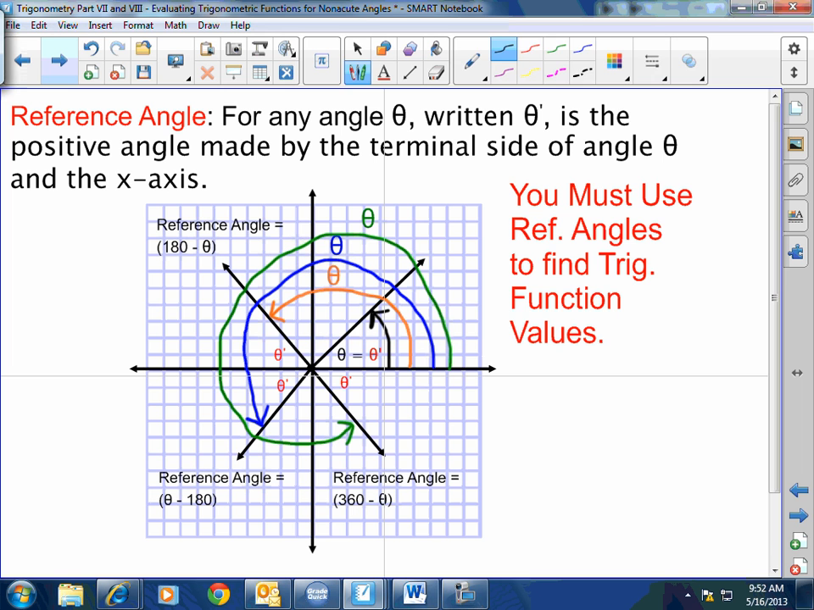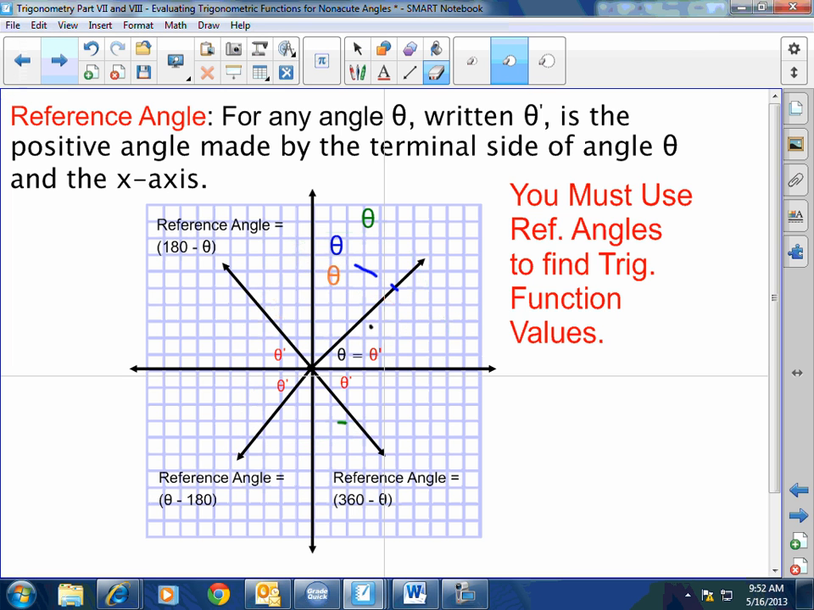Okay. Reference angles. Let me get rid of these drawings. Let me show you what to do here. All right, guys, this is it right here. This is what puts it all together. This is what makes you a monster in geometry. For any angle theta, written theta prime, is the positive angle made by the terminal side of an angle and the axis of symmetry. This theta prime is called the reference angle.